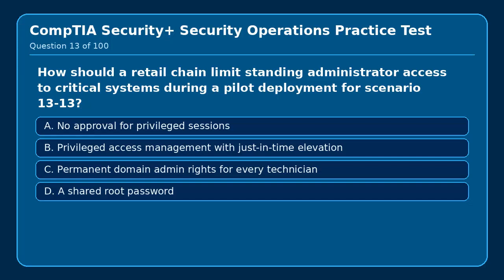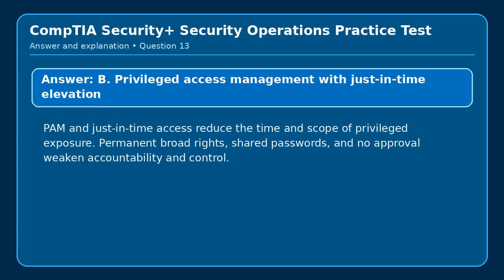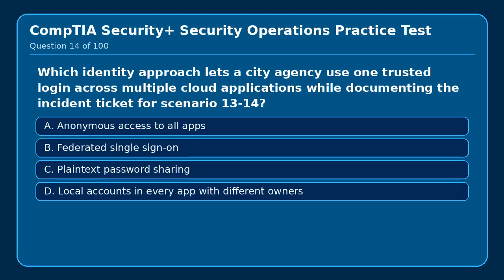Question 14. Which identity approach lets a city agency use one trusted login across multiple cloud applications while documenting the incident ticket for scenario 13-14? A. Anonymous access to all apps. B. Federated single sign-on. C. Plain text password sharing. D. Local accounts in every app with different owners.